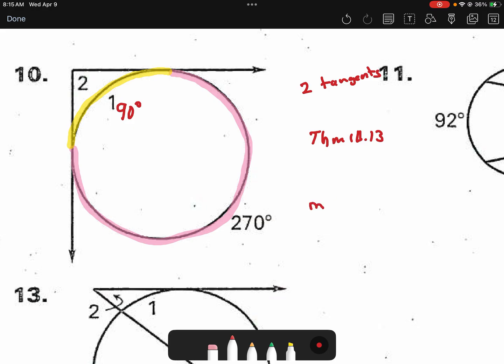Okay, now to find the measure of angle 2, remember what you do. You take half of the difference. 270 minus 90, I know is 180, and half of that is 90 again. So that angle 2 looked like a 90-degree angle, and we just showed that it is.